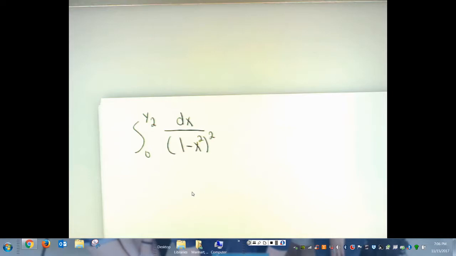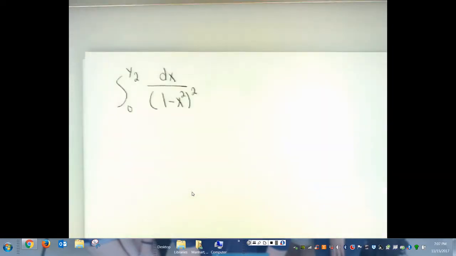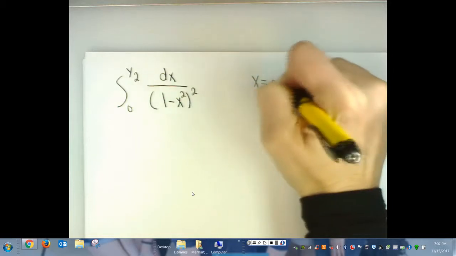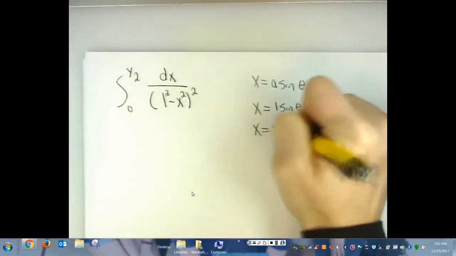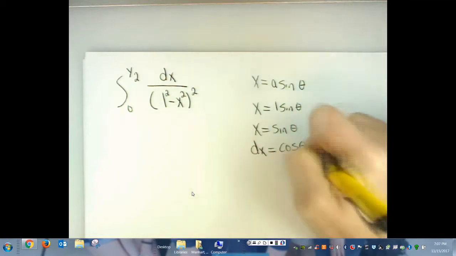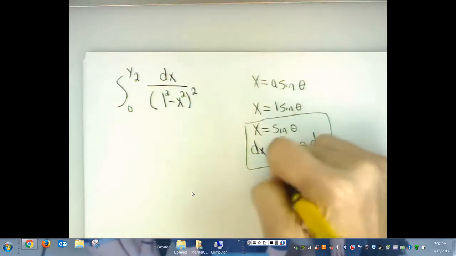So what we have to do is look at the table and our difference of squares. It is a squared minus x squared, even though it's not under a radical, it's inside parentheses, 1 squared minus x squared. So x is a sine theta. So I'm going to write that off to the side. And in this case, a is 1, so x is sine theta. And then dx is cosine theta d theta. And we need all of this. And a is 1. I'll do that here.